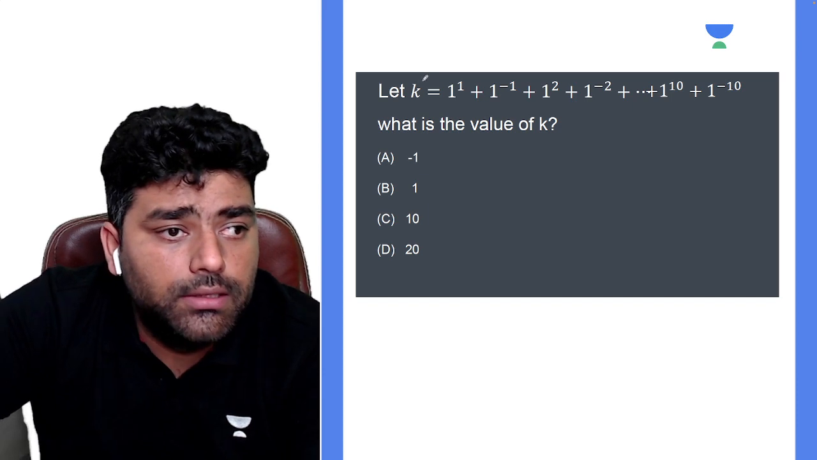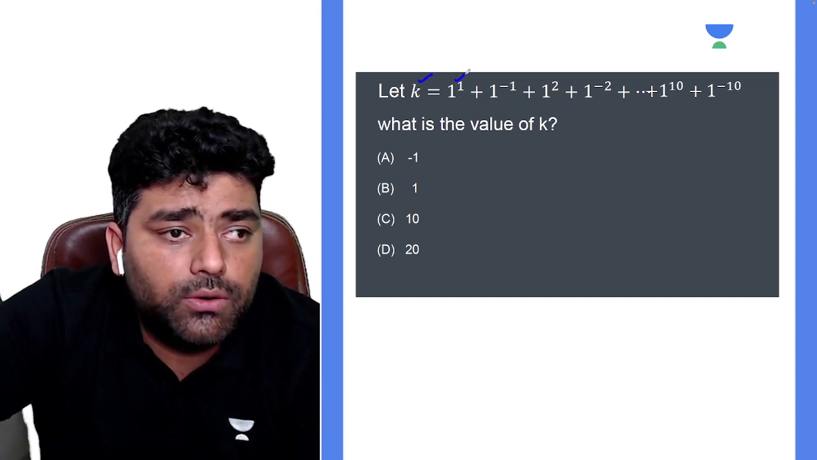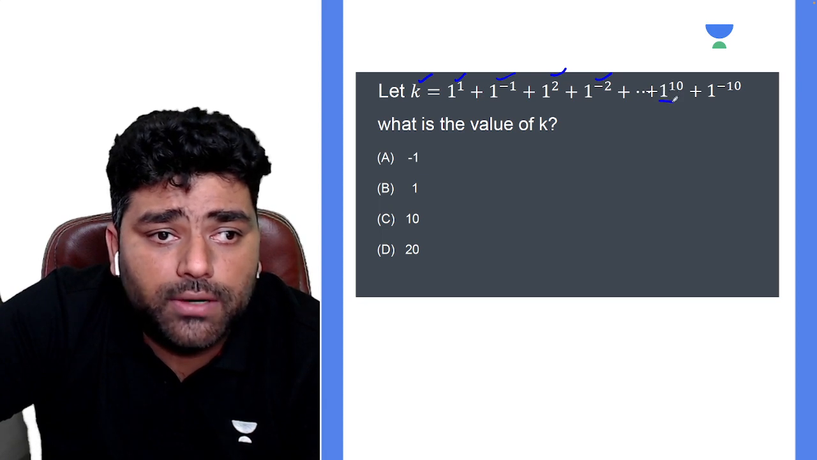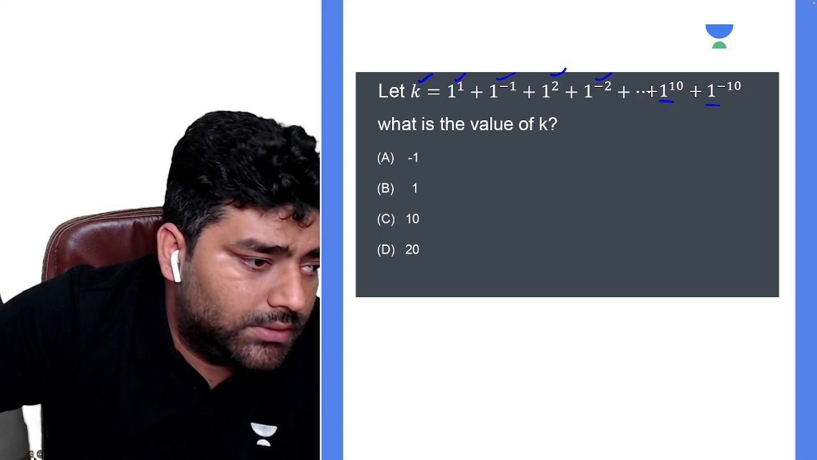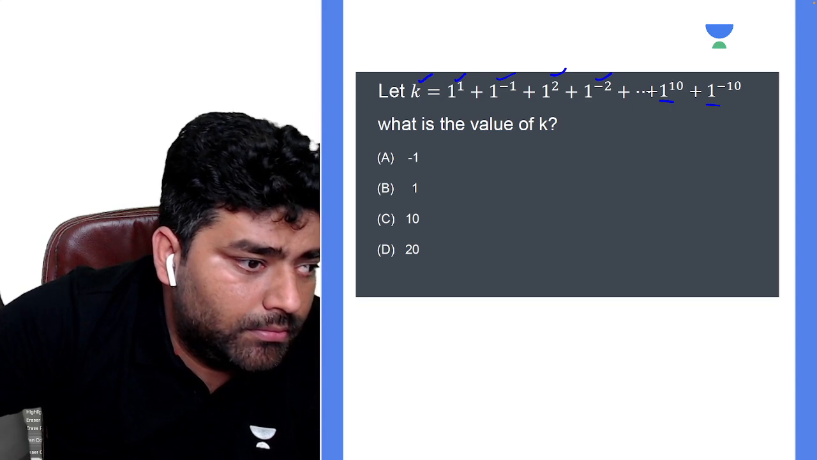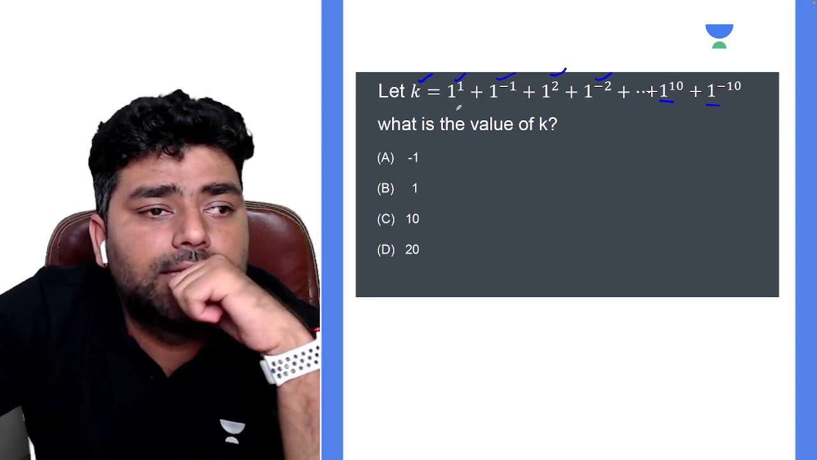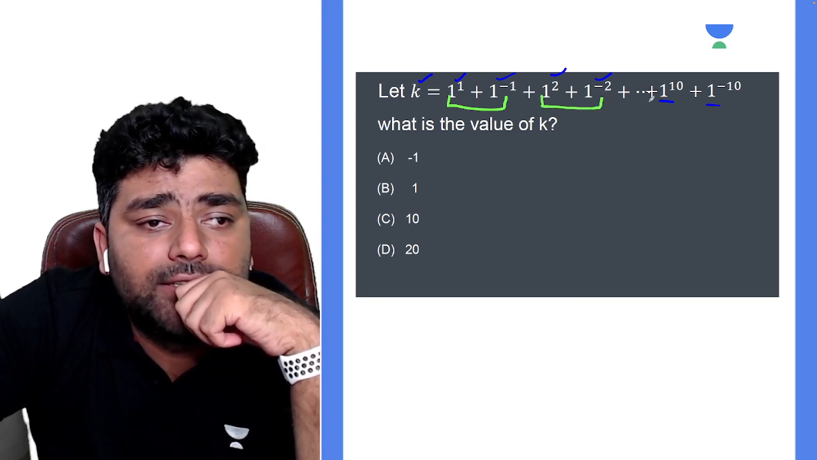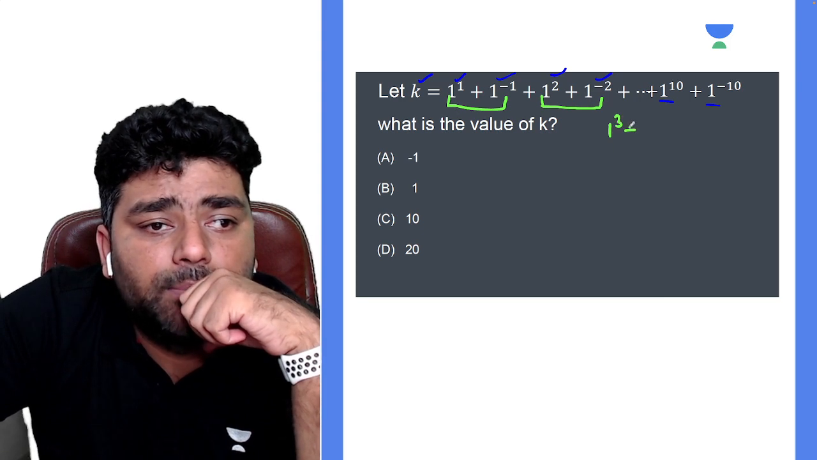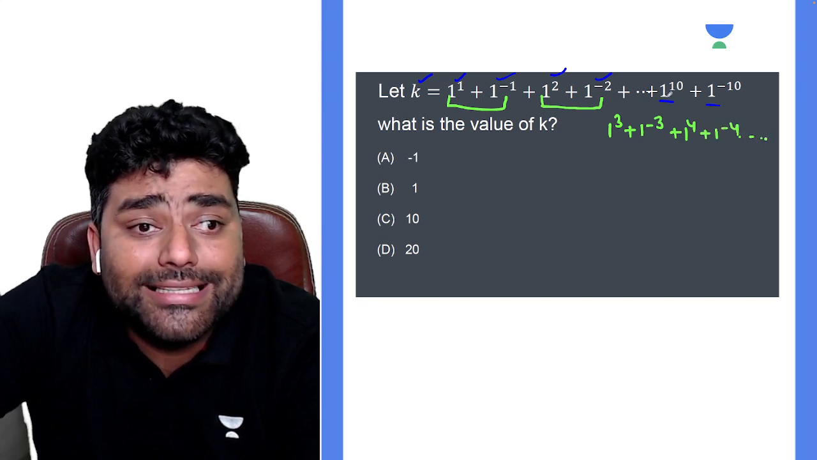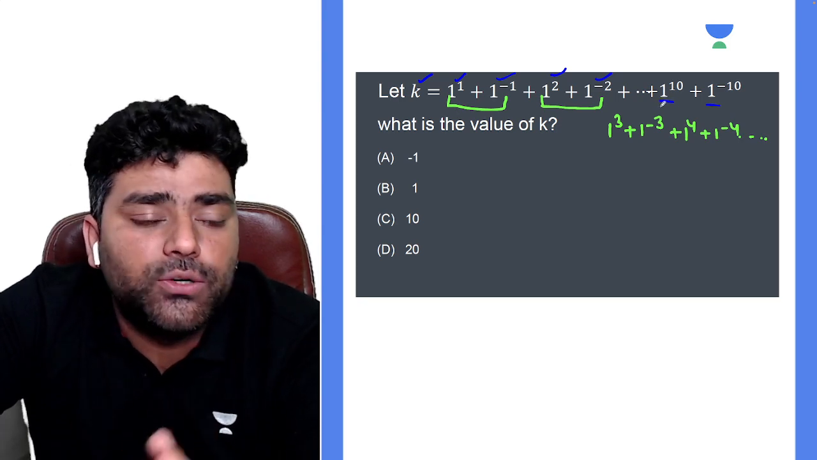Okay, so what we have given is, let k be equal to 1 to the power 1 plus 1 to the power negative 1, then 1 to the power 2 plus 1 to the power negative 2, and so on, till 1 to the power 10 plus 1 to the power negative 10. If you see this clearly, the next term will be 1 to the power 3 plus 1 to the power negative 3, right? The next one will be 1 to the power 4 plus 1 to the power minus 4. So on, till 1 to the power 10 plus 1 to the power negative 10, right?